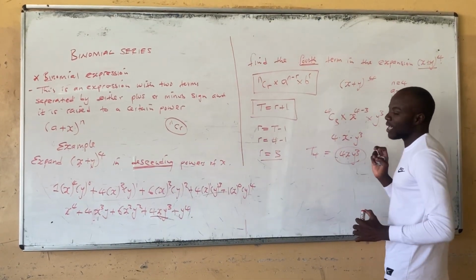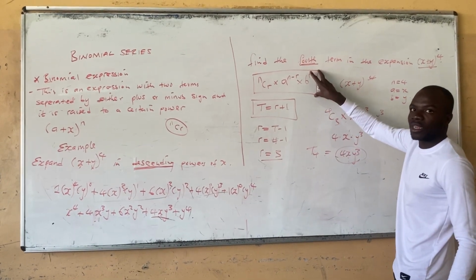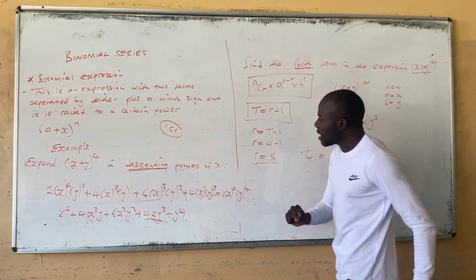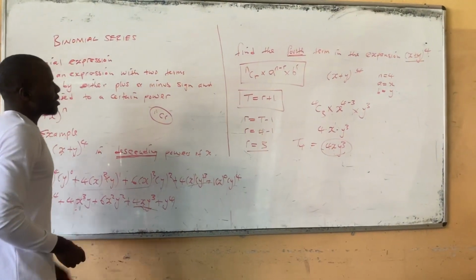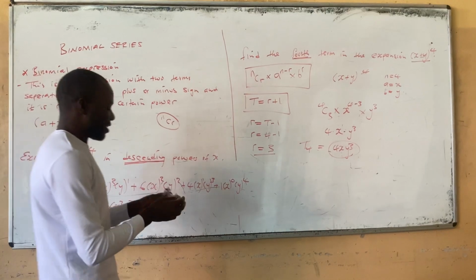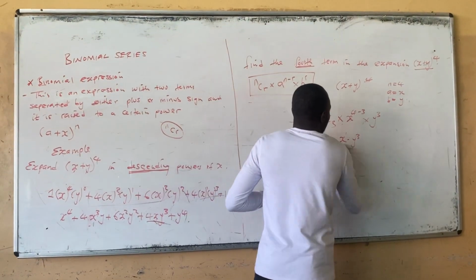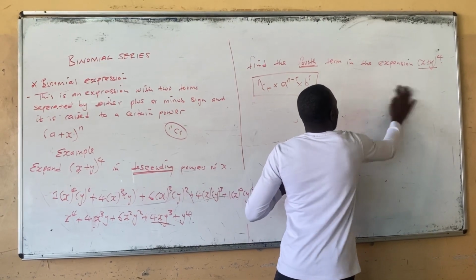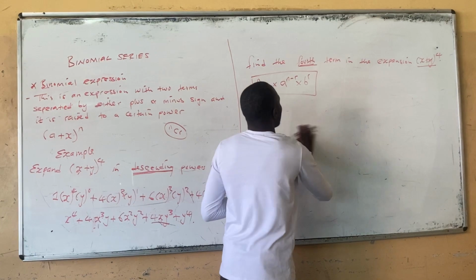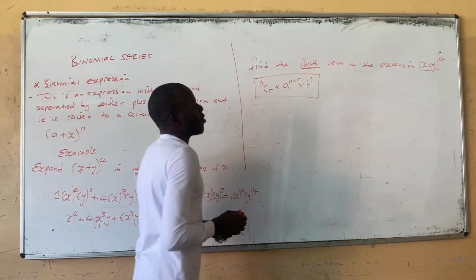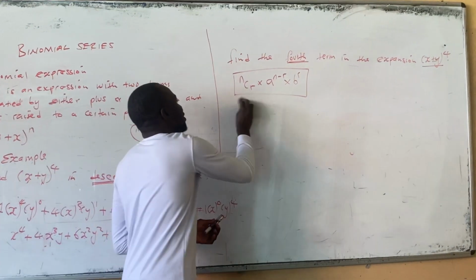You don't have to expand everything, but first you need to find r and make use of this formula. We're just using the same example. Since we know how to find the position of the term, let us now find the middle term.